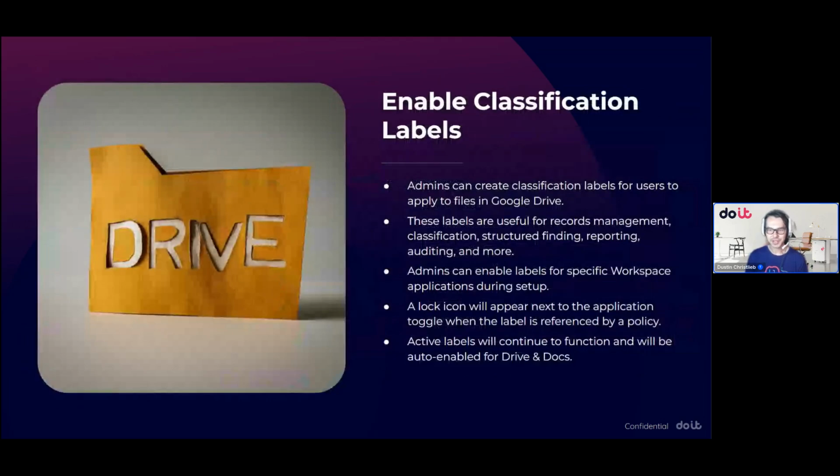Google has introduced a new way for admins to create classification labels for users to apply to files. These are useful for creating classifications, reporting, and auditing, and much more. Admins are able to enable the labels for specific applications when you're setting them up. And when a document has a label applied, a lock icon is going to appear to show that the application and the label are protected by that policy.